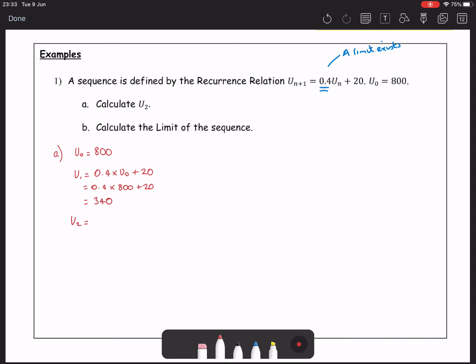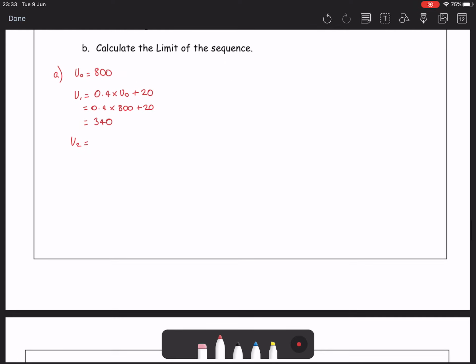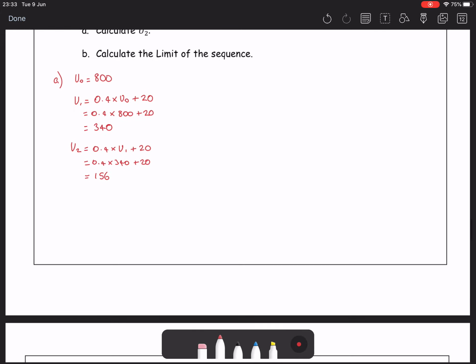U2 is 0.4 of my previous term, which is U1, plus 20. So 0.4 lots of 340 plus 20. My calculator's already set up, so I just press equals and I get 156. So U2 is 156.